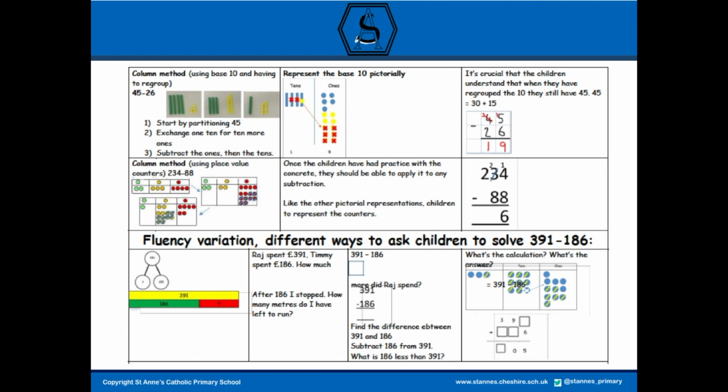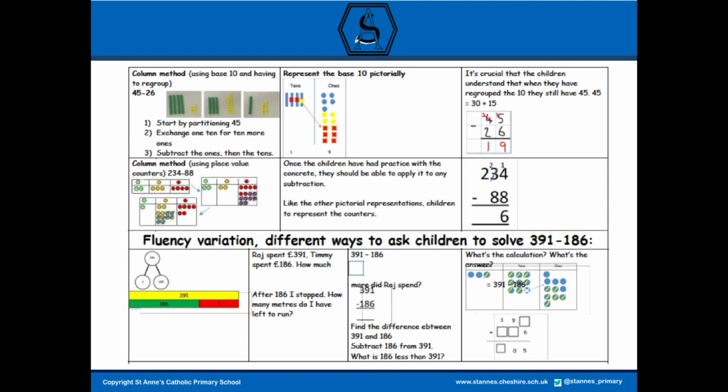As you can see, it's done here in front on the screen. And then we've plenty of ones left now to take away the 6 ones. Now representing this pictorially, you can see we've got 4 tens, 5 ones, we can't take 6 ones away, so we have to regroup. As you can see by the arrow, one of those tens is regrouped into 10 ones, and then 6 ones is physically taken away. And then onto the abstract column method.